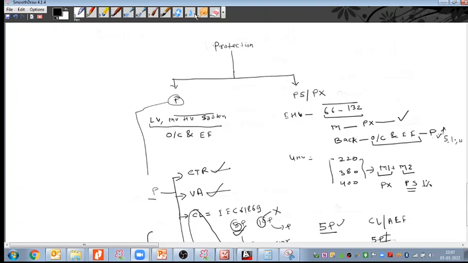Correct. Yes, Raghunath. Knee point voltage comes into the PX. So that we'll discuss tomorrow. Okay, Raghunath. Yeah, tomorrow. Knee point voltage sizing calculations.